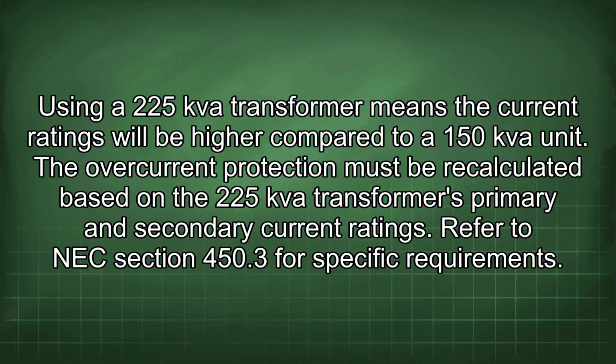Using a 225 kVA transformer means the current ratings will be higher compared to a 150 kVA unit. The overcurrent protection must be recalculated based on the 225 kVA transformer's primary and secondary current ratings. Refer to NEC section 450.3 for specific requirements.